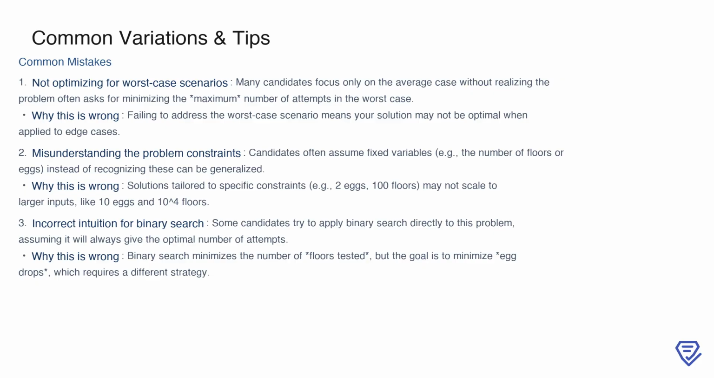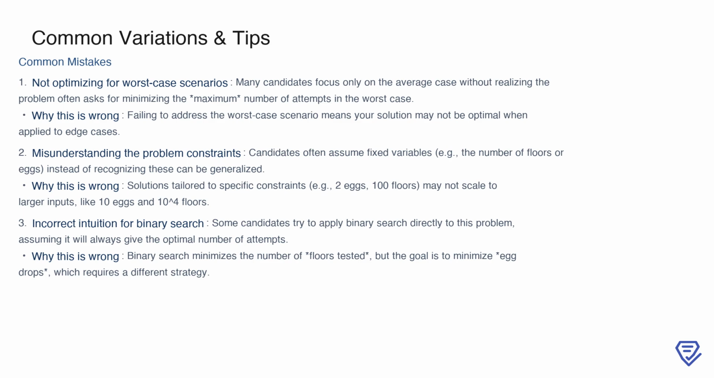Another error is misunderstanding the problem's constraints. Some assume fixed values, like 2 eggs and 100 floors, rather than recognizing the problem's generalized nature. This lack of flexibility can result in solutions that don't scale well to larger inputs, such as 10 eggs and 10,000 floors. Lastly, candidates sometimes incorrectly apply binary search, assuming it's the optimal strategy.